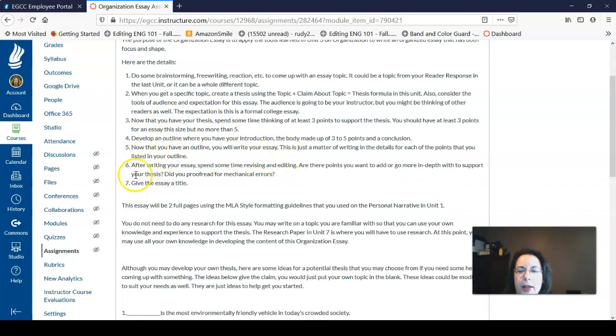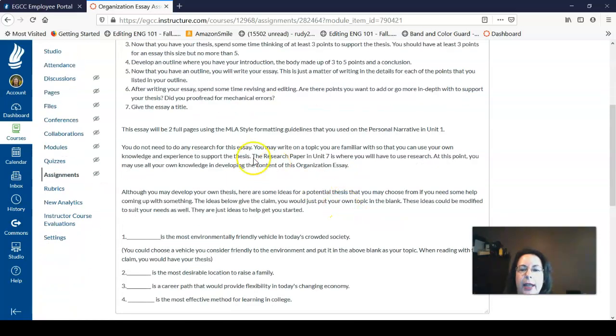Okay, and you want to make sure that you're revising it and editing it. Your essay should have a title. Remember, this should be 2 full pages using that MLA formatting. And on the announcements, I have a little sample of how your paper should look. So make sure that your paper looks like that. Okay, this is not a research paper. So please only pick a topic that you're familiar with, either one that you wrote on reader response or one of these 4. Okay.